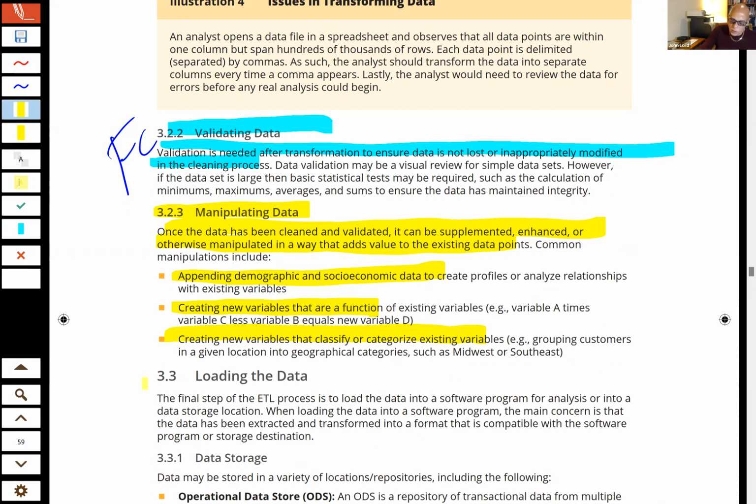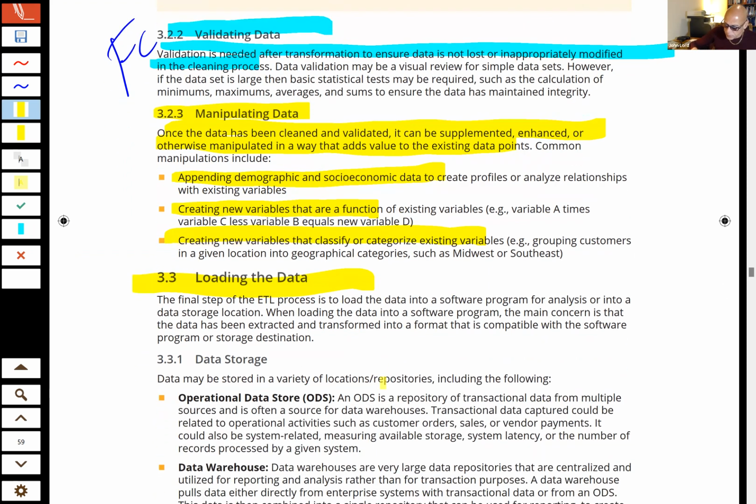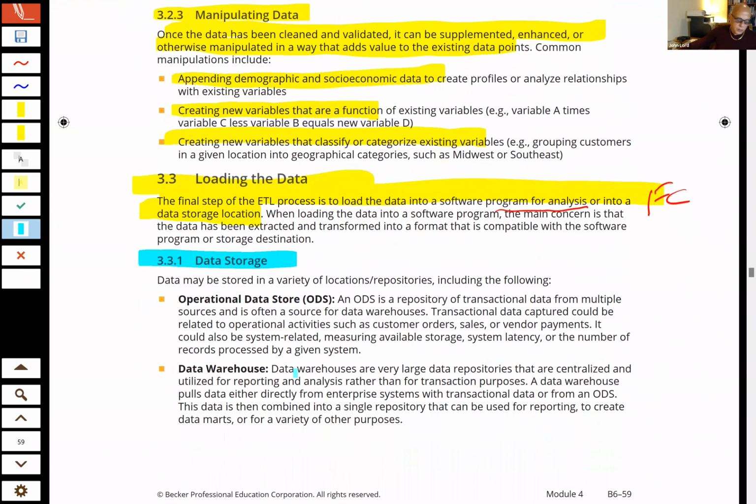Okay, then you're going to load the data. Okay, and you load the data into a software program for analysis, or to a data storage location. I think most of the time we tend to think of data analytics as loading it into some sort of ability to do an analysis, but notice here that they talk to us quite a bit more about the data storage. Okay, so let's take a look at the different types of data storage and ways of storing the data.